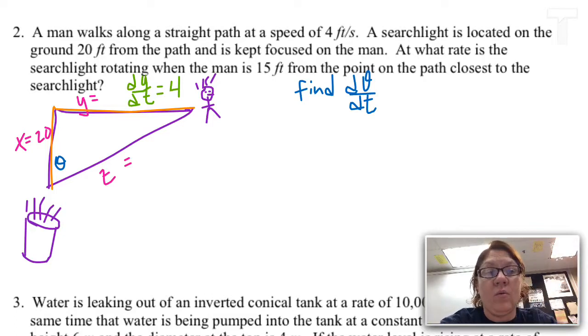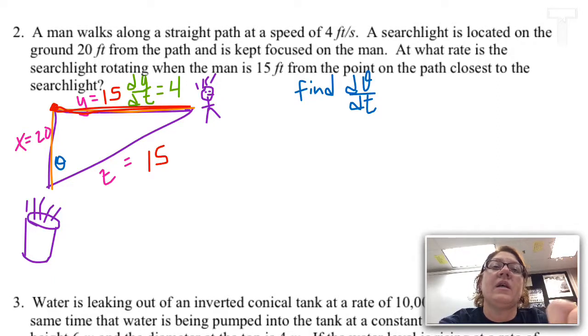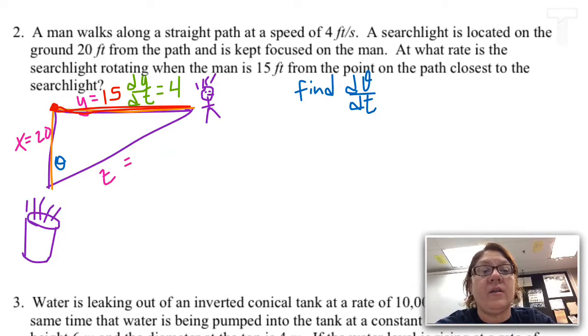So I have to ask myself, well, where's the point along this path up here where it's closest to the searchlight? And of course that would be this. So the man is 15 feet from that spot. And even if you were confused a little bit by that sentence, if you tried to put the 15 here, hopefully it doesn't make sense because your hypotenuse has to be bigger than x, which was 20. So that really left me no place other than the one where I put it to put the 15.